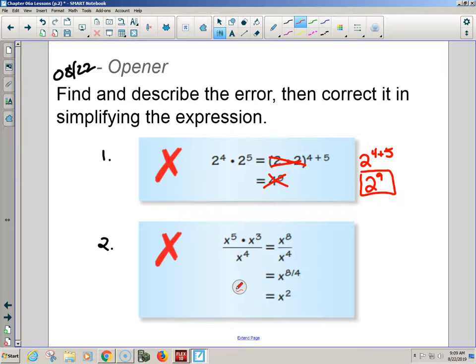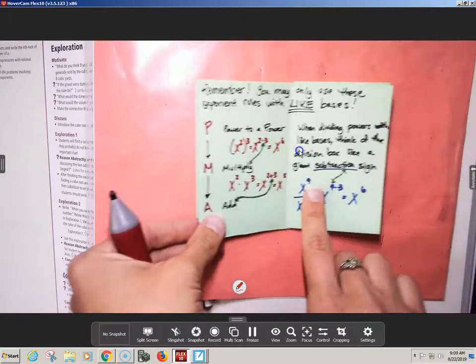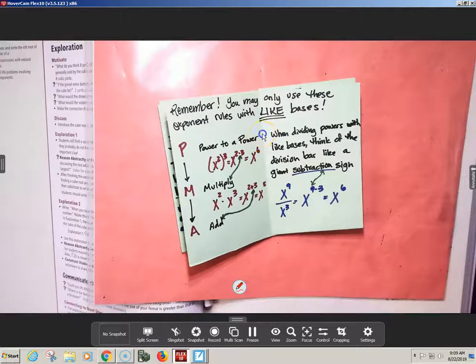Alright, number 2, guys. What rules do you think we should review real quickly about number 2? And maybe there's more than one. When you're dividing. Okay, when you're dividing, that's an important one. So let's go ahead, when you're dividing was the next page. So when you're dividing, what are you supposed to do with your powers? Subtract. Think of this as a big old subtraction sign. So when you divide, subtract.